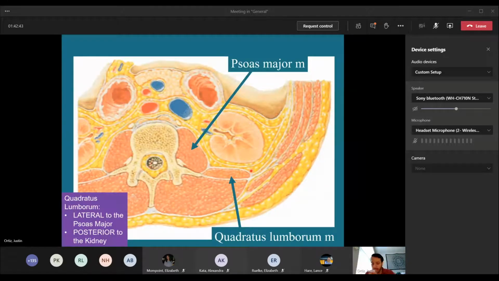All right, so basically you're going to have your psoas major and your quadratus lumborum, but your quadratus lumborum, remember, is going to be lateral to your psoas major and posterior to your kidneys. You can see it's posterior to your kidneys, but it's lateral to your psoas major. So the most medial one is your psoas major, and then your quadratus lumborum is slightly lateral to that. So I would note that here.